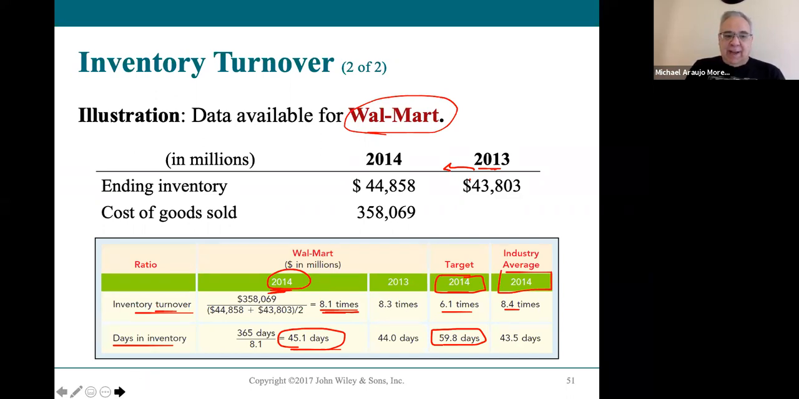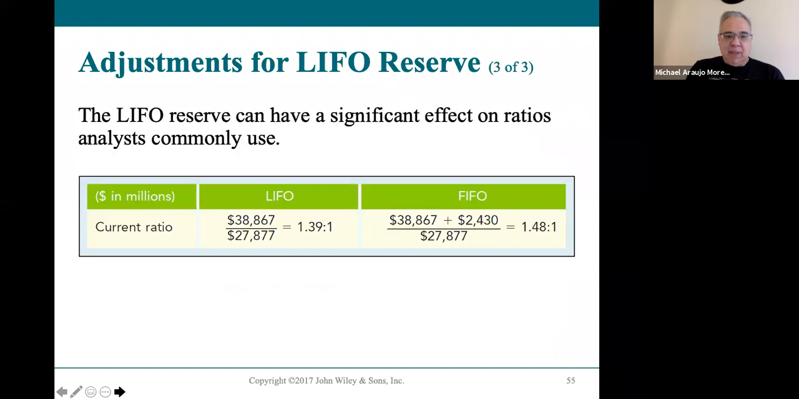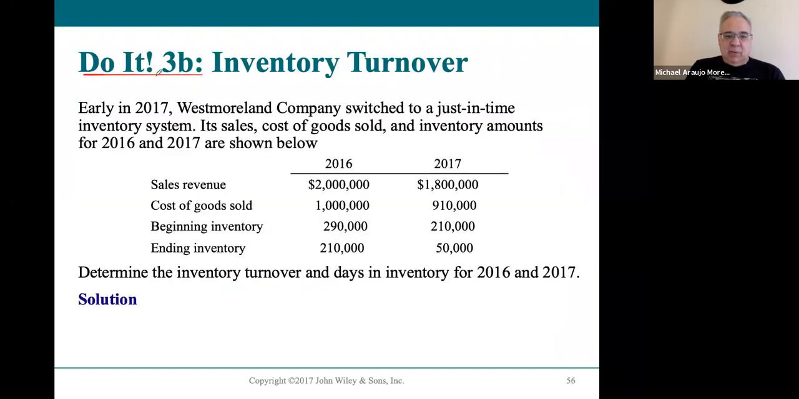Okay. When you look at the example for inventory turnover at the end of the chapter, you will see that it has a company called Westmoreland, and they're asking you to calculate the same ratios, inventory turnover ratio and the days in inventory, for both 2016 and the year 2017.